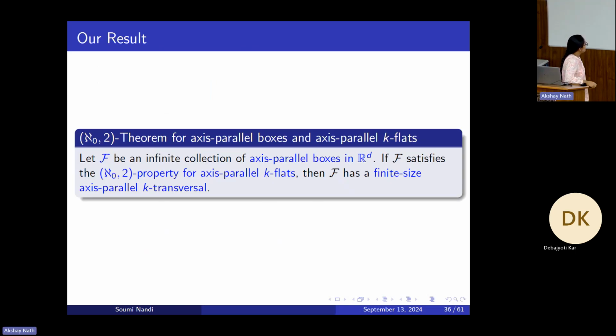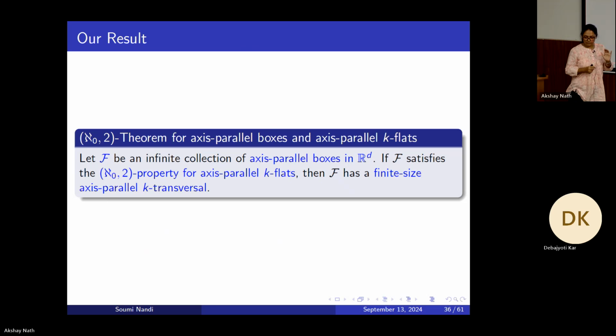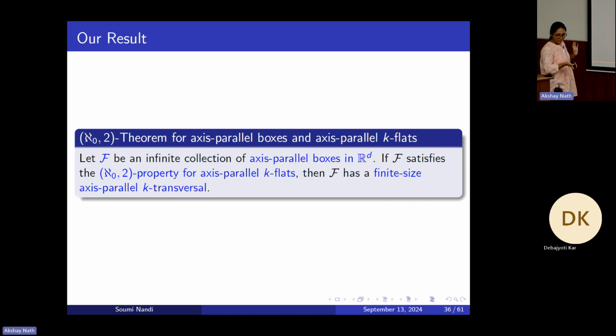What we have proved is that if we have an infinite family of axis parallel boxes in R^d such that it satisfies the Alexander 2 property for axis parallel k-flats, then F has finite size transversal number. Again, axis parallel k-transversal means that we have a family of axis parallel boxes, and I pick any infinite subfamily of them. I find at least two boxes and an axis parallel k-flat that passes through both boxes. If a family satisfies this condition, then there will be some finitely many axis parallel k-flats that will pierce the whole family.